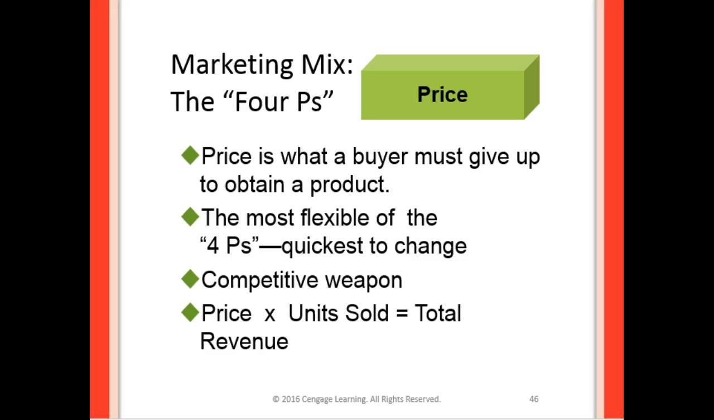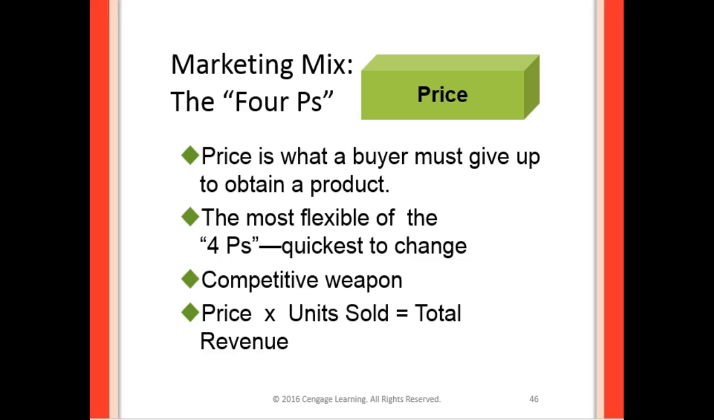Lastly is price. This is what you as a consumer must give up in order to get your product. Right, this is the one that is definitely the most flexible of all of the 4 P's. It's easiest to change, it's quickest to change. There's not a whole lot that goes into that. Price multiplied by however many units are sold gives the firm their total revenue. Price times the total number of units sold gives the company their total revenue.